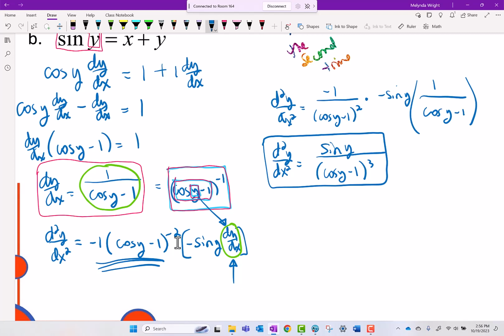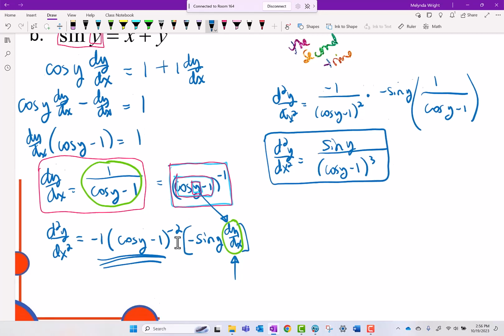Now we have 2 FRQs to do. The first one is calculator. Okay, the first one is calculator. So if you want to work along with your calculator, you certainly can. You don't have to. Okay, so let's look at the first one.